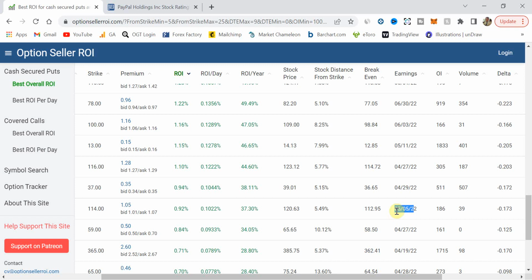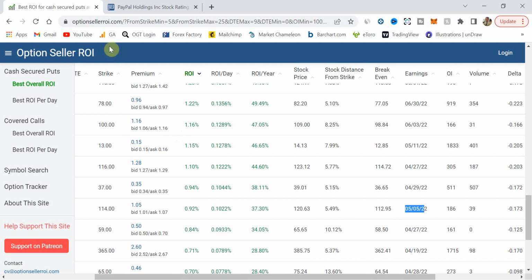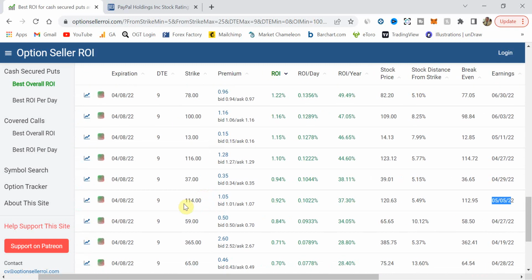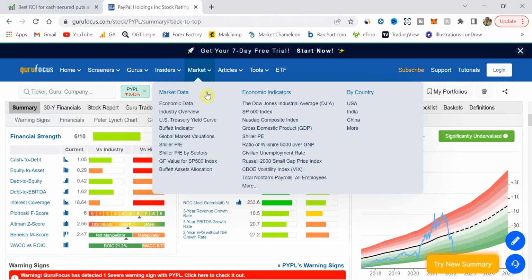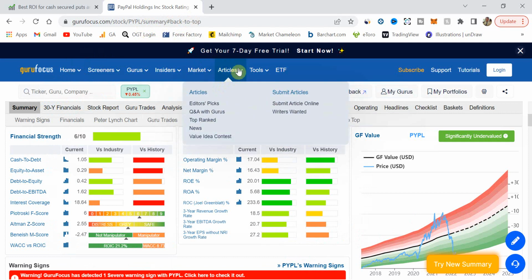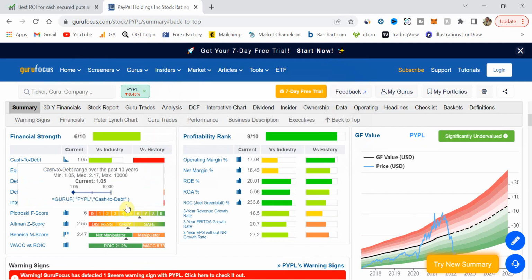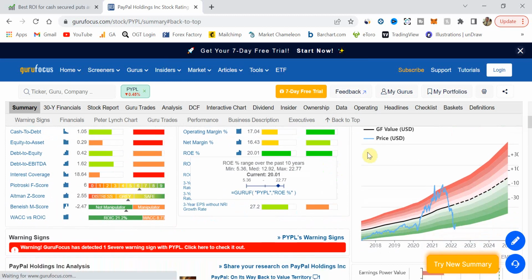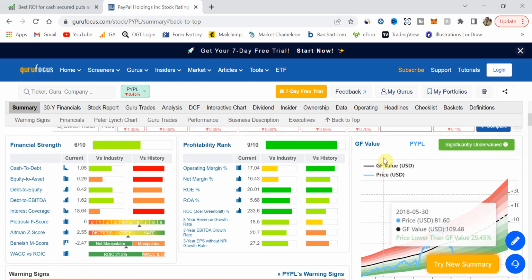And again, not going to go into fair value and overpriced stocks and undervalued stocks in this video, but if I look at PayPal as a company, profitability ranked 9 out of 10. This is Guru Focus, and this is absolutely free. So just search a ticker or company with Guru Focus, and you can see all this information. It's got good financial strength. The bit I wanted to show was this fair value rank.